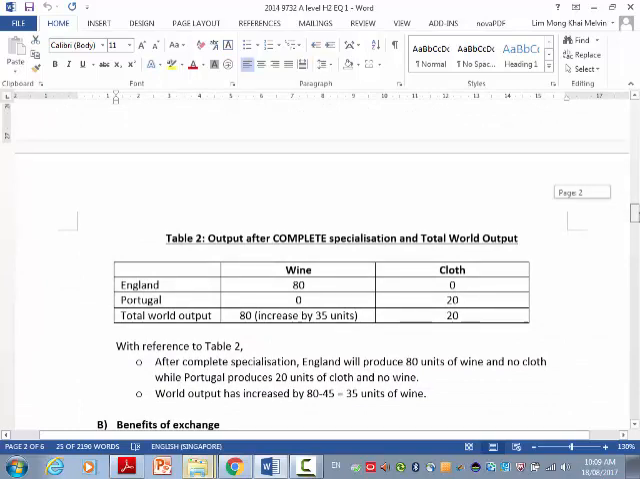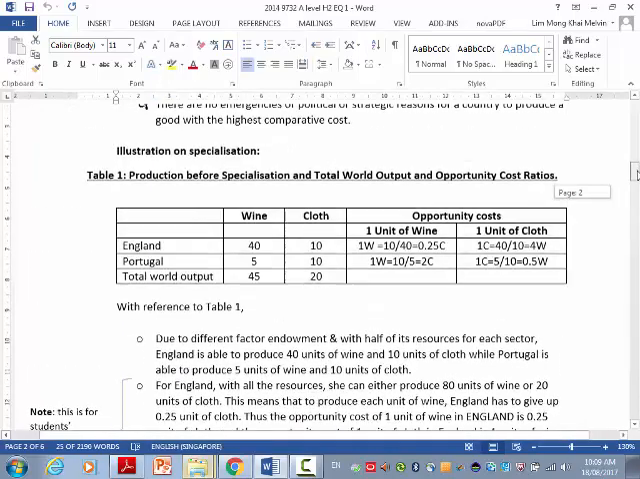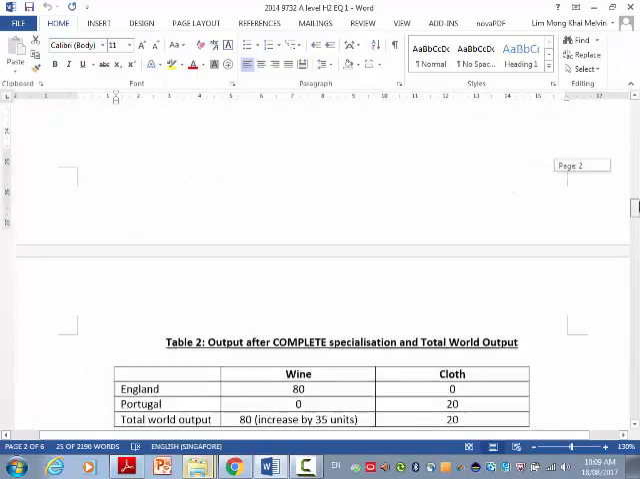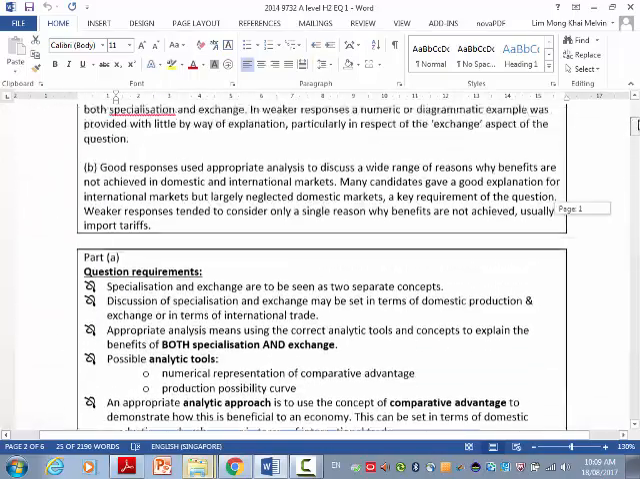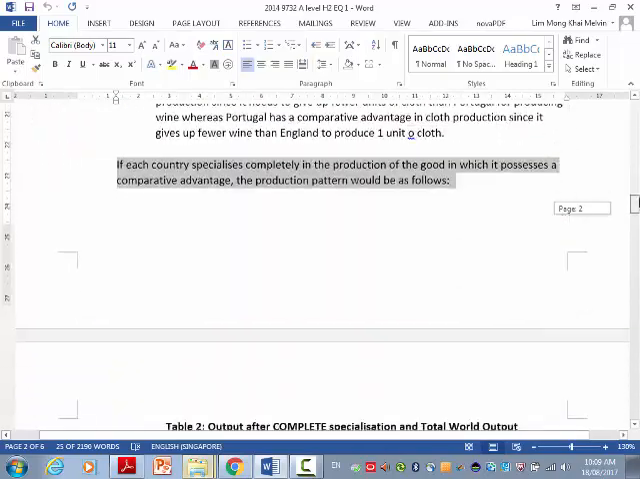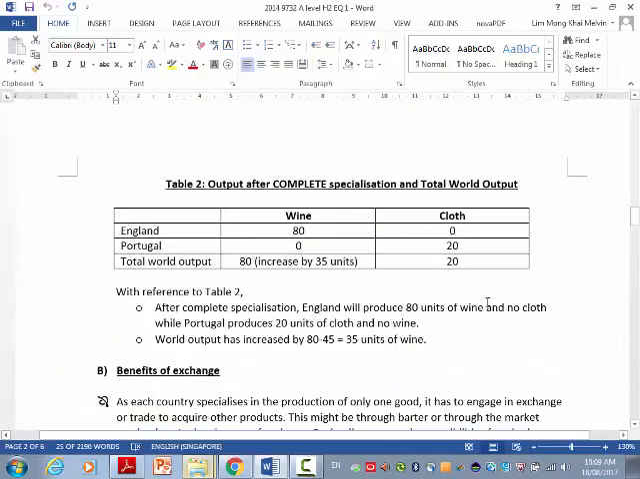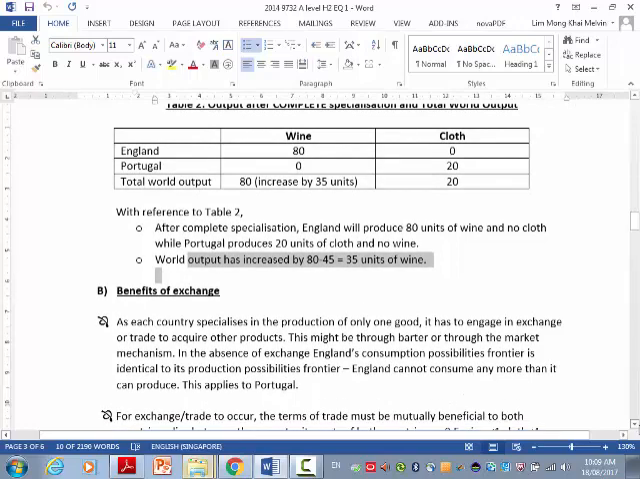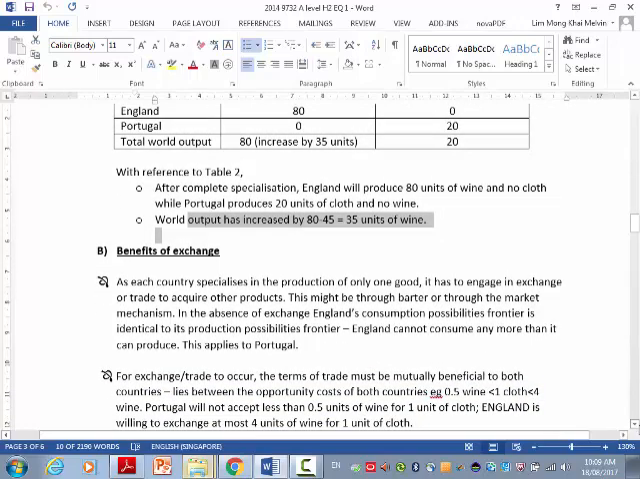Previously we assumed they devoted half of their resources to the production of each type of good. So previously, England could produce 40 units. Now if they devote all their resources, it will be 80 units. For Portugal, they could produce 10, so if they devote all, it will be 20 units. So you can see that after specialization, world output has actually increased. In this case, only wine output increased. Cloth is at least still the same, so you are still as well off as before. Benefits of specialization.